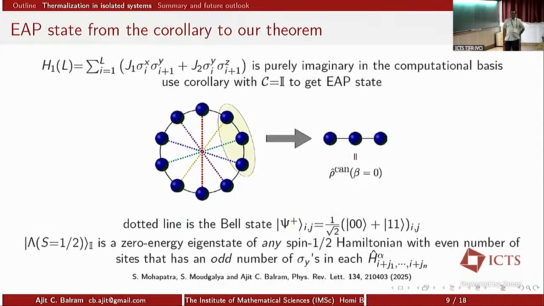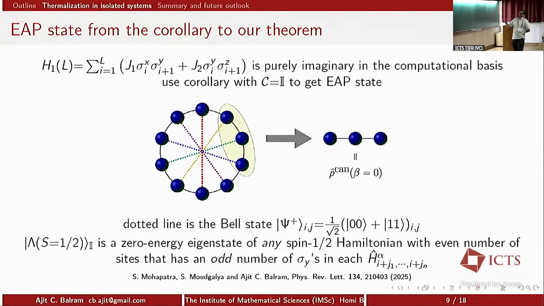So it turns out that this entangled antipodal pair state is exactly of this form. So you look at a Hamiltonian of this kind, sigma I x, sigma I plus 1 y. Any spin half Hamiltonian which has an odd number of sigma y's in it is purely imaginary. Right? You can only have either an even number of sigma y's or an odd number of sigma y's. If you have an odd number of sigma y's, then this is a purely imaginary Hamiltonian. And the corollary to our theorem says that if you have C to be identity there, then that state will be an exact zero energy state of this. So you can just set C to be identity and you get an entangled antipodal pair state.